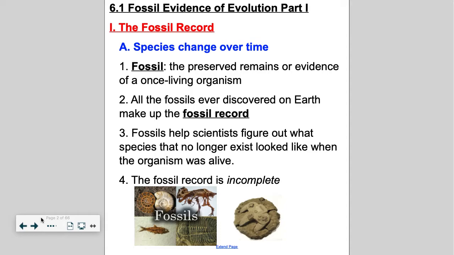So the fossil record. We know that species have changed over time based on the fossil record. And so a fossil is the preserved remains or evidence of a once living organism. Maybe you have stumbled across a fossil. A leaf fossil? A leaf, like a leaf that just fell from a tree?